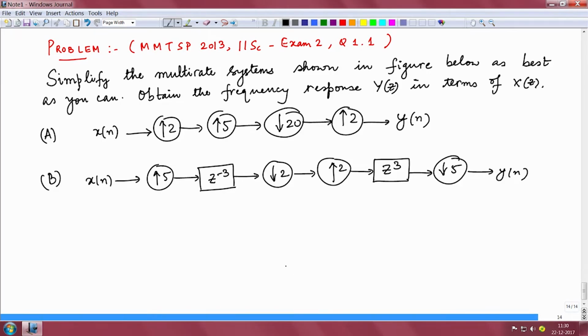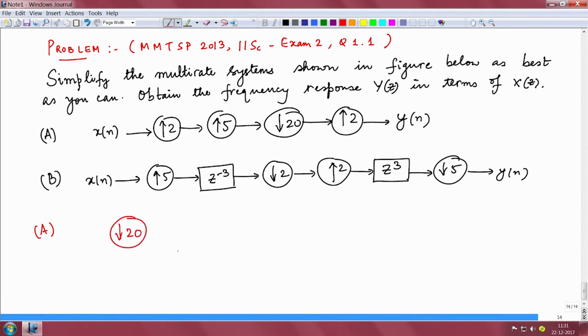So, there are two parts, A part and B part. We have this signal x[n] and it is going through some upsamplers and downsamplers, and we have to get the frequency response Y(z) in terms of X(z). Now, if you carefully see, we have some upsamplers and downsamplers, and we wish to have a very simplified form.